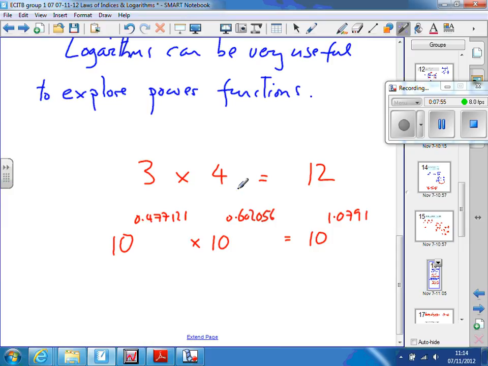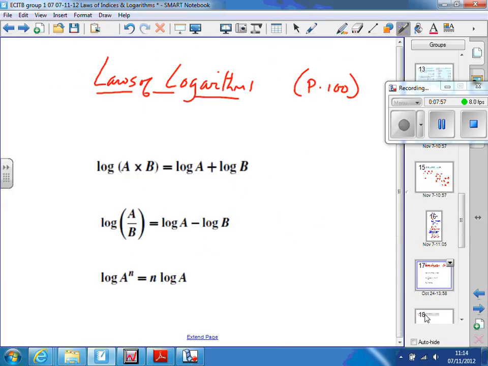And that gives us the first law of logarithms. If I multiply two numbers together, if I log them, I end up adding the powers. So the logarithm of two numbers multiplied together is the log of the first plus the log of the second. That's the first law. Similarly, you can show that the log of a number divided by another number is the log of the first minus the log of the bottom number, the denominator.